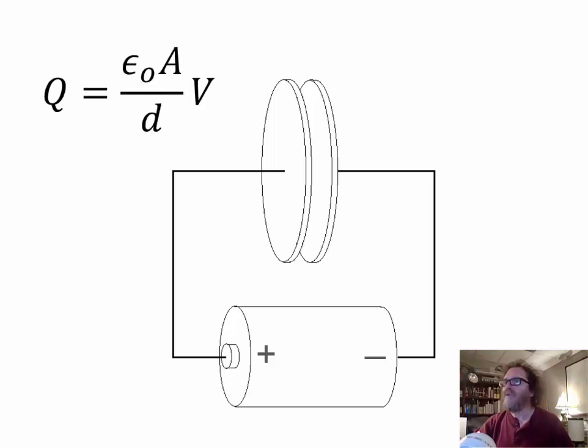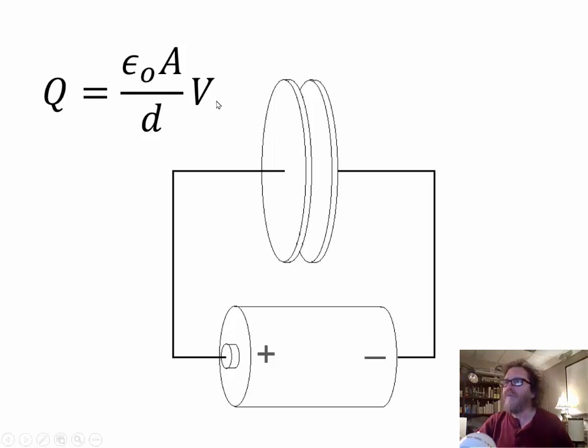And the amount of charge is given by this equation. So, not surprisingly, the amount of charge is proportional to the voltage that you put between there. The higher the voltage, the more charge you have on the plate. It's also proportional to the area of one of the plates. That's just the surface area of one of these plates. The bigger the plate, the more charge it's going to hold at a given voltage.